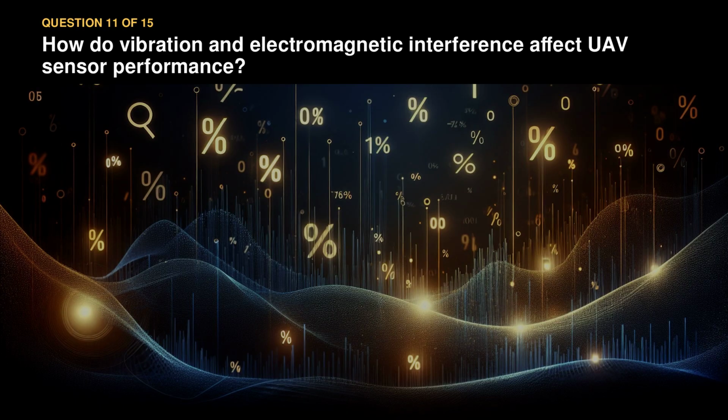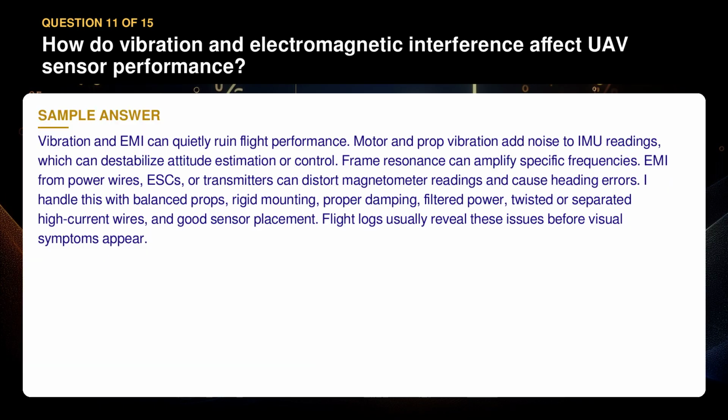Question 11. How do vibration and electromagnetic interference affect UAV sensor performance? Vibration and EMI can quietly ruin flight performance. Motor and prop vibration add noise to IMU readings, which can destabilize attitude estimation or control. Frame resonance can amplify specific frequencies. EMI from power wires, ESCs, or transmitters can distort magnetometer readings and cause heading errors.